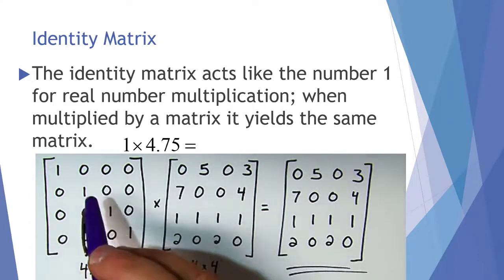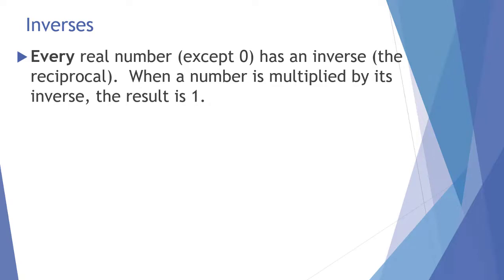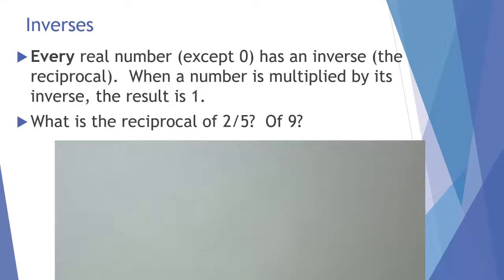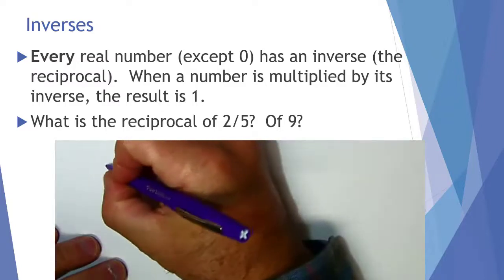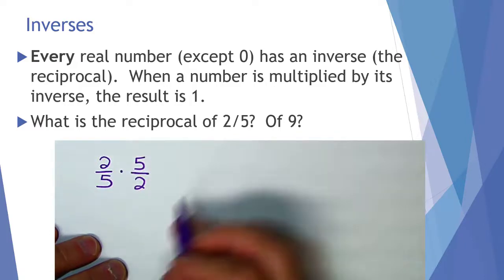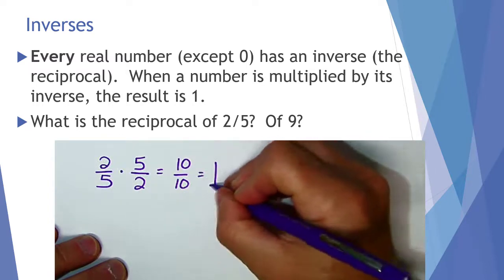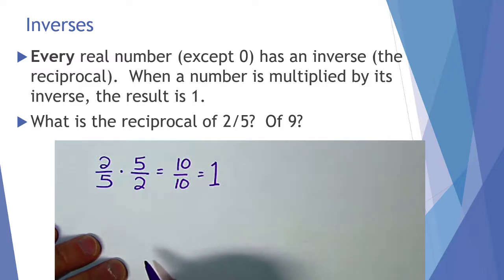Okay, so now that you know what an identity matrix is, we can look at a little bit deeper property of matrices. Let's take a look at inverses. Think about what you already know. Every real number, except 0 of course, has an inverse, which we call the reciprocal. And you know that when you multiply a number by its reciprocal, or by its inverse, you get a result of 1. So for example, what is the reciprocal of 2/5? Well, if we take 2/5 and its reciprocal, that would be 5/2. And if we multiply 2/5 by 5/2, we get 10/10. In other words, we get 1, right? And that is the identity for real number multiplication.